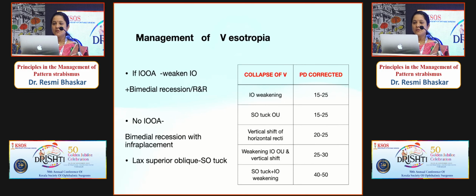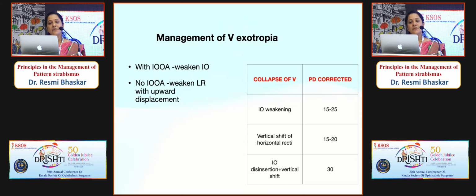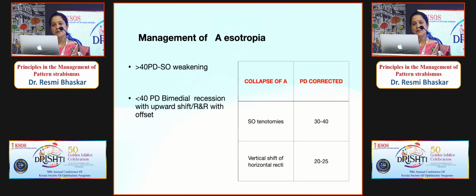Coming to the management of V esotropia, we know that if it is due to inferior oblique overaction, you weaken it, and if there is no overaction, then you do a bimedial recession with infra placement. Inferior oblique weakening alone will correct 15 to 25 prism diopters. Vertical shift will correct around 20 to 25. Superior oblique tuck 15 to 25 prism diopters, and along with an inferior oblique weakening will correct around 40 to 50 prism diopters. And V exotropia also the same thing: vertical shifting and inferior oblique weakening will correct 15 to 20, and both combined together will correct around 30 prism diopters.